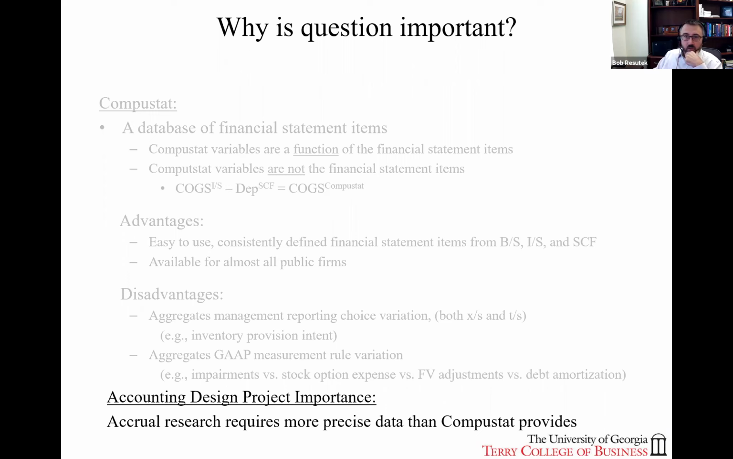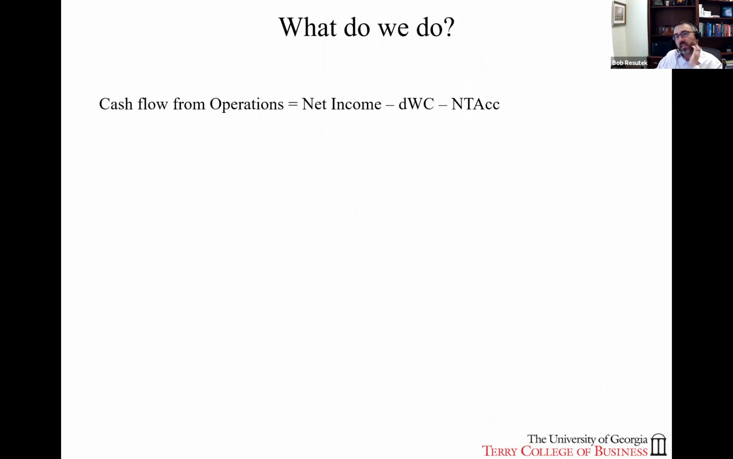All right, so what do we do? We look at the statement of cash flow, which seems like a weird place to look for accrual data, but I think this is an important area to start. So we know as accountants, CFO equals net income minus change in working capital minus what we call non-transaction accruals. I'll get into exactly what these things are, but what we're trying to get at, as researchers, is the accrual component of earnings in this paper.